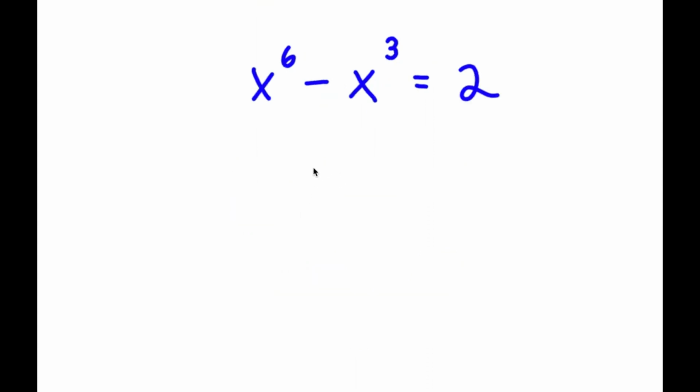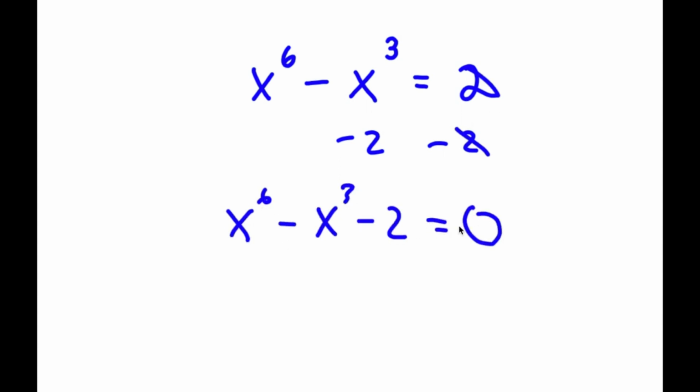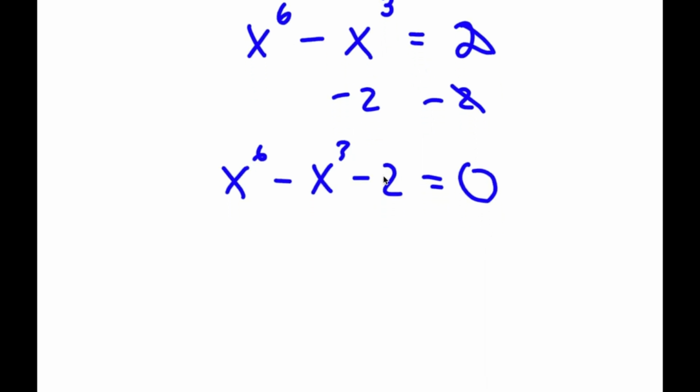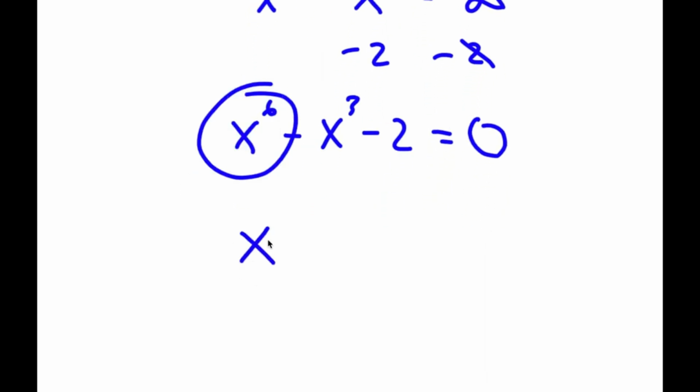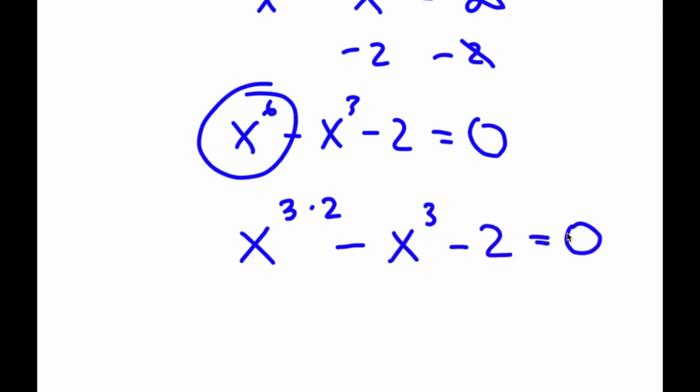Alright, so in this problem, I have x to the power of 6 minus x to the power of 3 is equal to 2. So I'm going to first start by subtracting 2 on both sides. So now I have x to the power of 6 minus x to the power of 3 minus 2 is equal to 0. Now I'm going to rewrite x to the power of 6 here as x to the power of 3 times 2. So now I have this minus x to the power of 3 minus 2 is equal to 0.